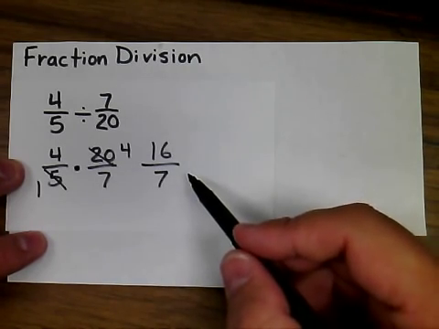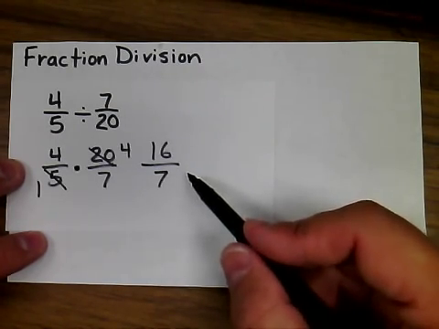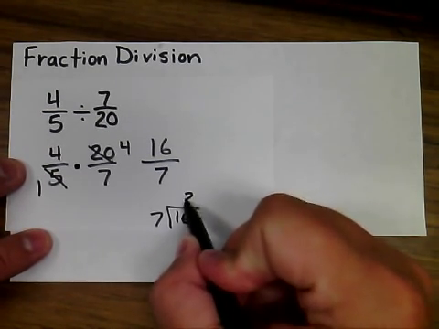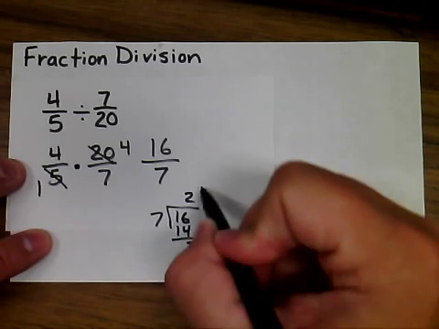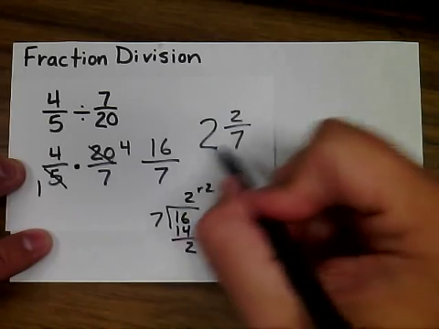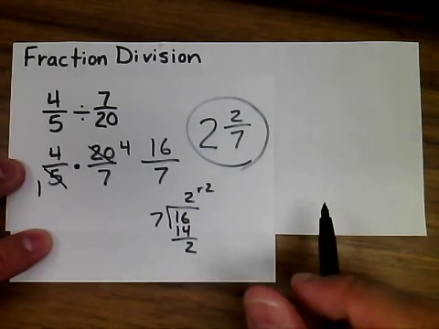Now, in this situation, we have an improper fraction, which we will need to convert back into a mixed number. 16 divided by 7 is 2, with a remainder of 2. So our answer will be 2 and 2 over 7. Remember, our denominator stays the same.